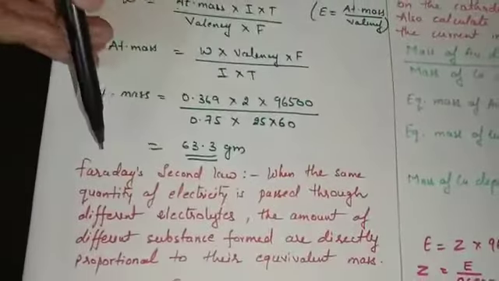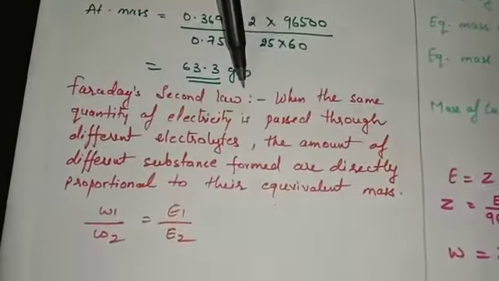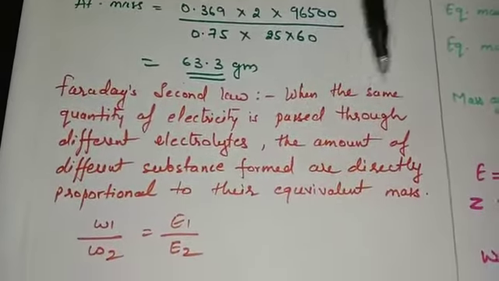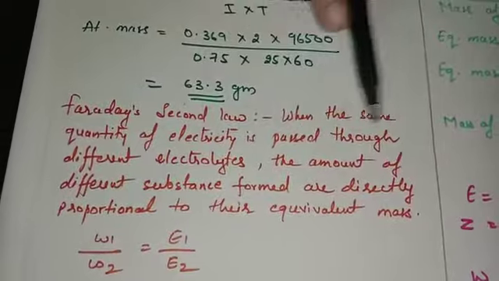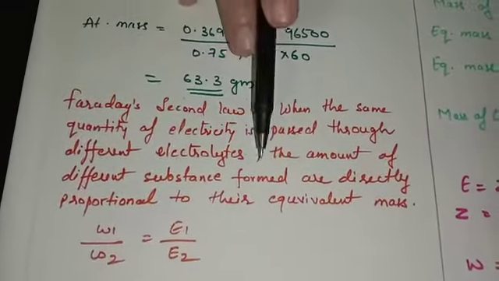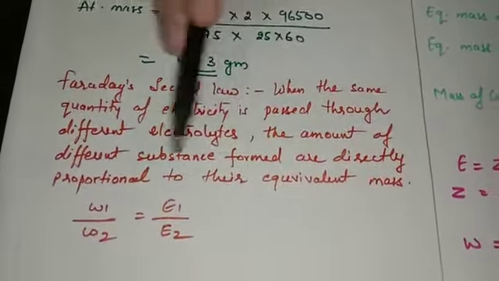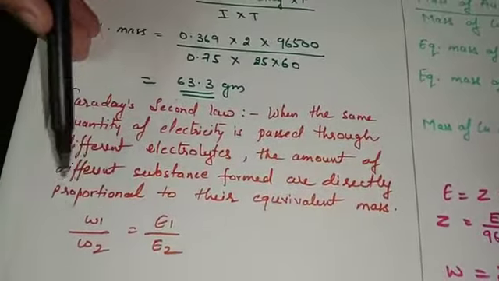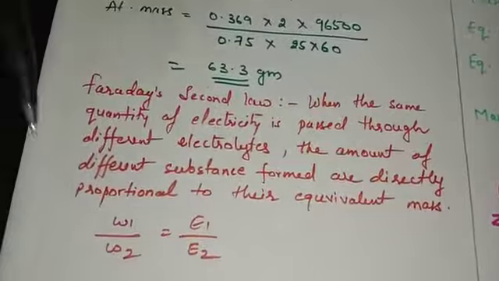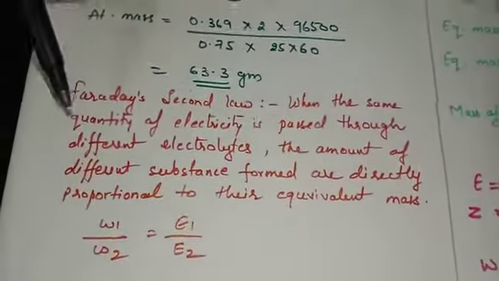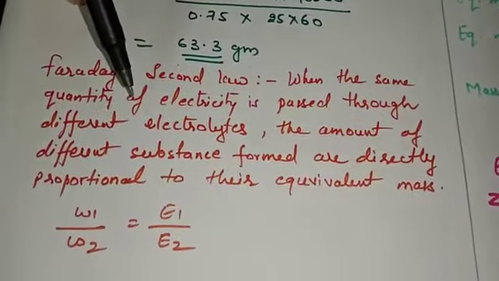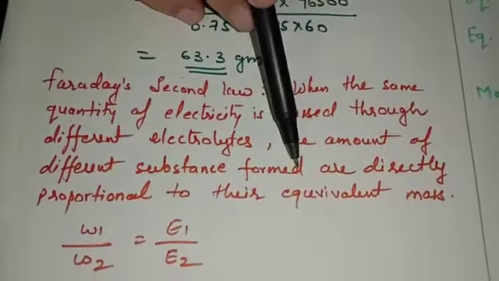Now coming to the second, that is Faraday's second law. According to Faraday's second law, when the same quantity of electricity is passed through different electrolytes, the amounts of different substances formed are directly proportional to their equivalent masses. That is, if the same cells are connected in series and you pass the same amount of electricity, the mass of the substance deposited is directly proportional to their equivalent mass.